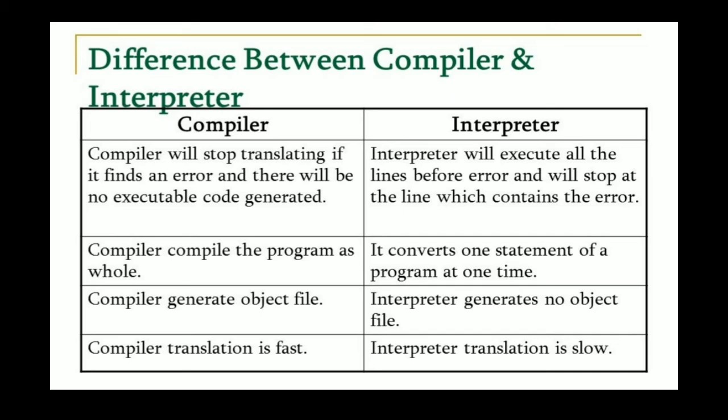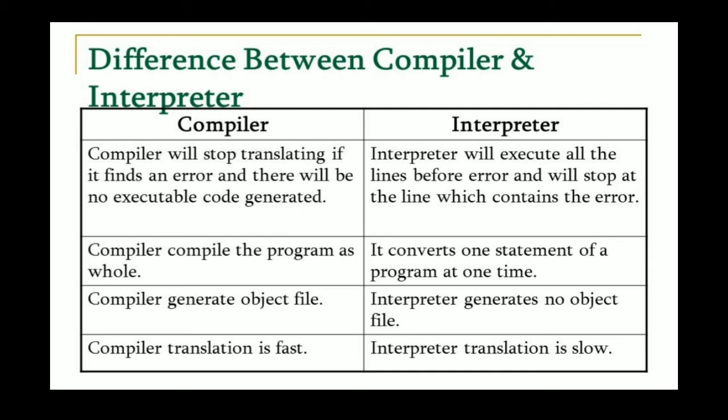Compiler always compiles the whole program, not line by line, but interpreter converts one line at a time. After that it shows the error and then again starts executing. Second, compiler compiles the program as a whole. The compiler compiles the whole program at one time, but interpreter converts one statement at a time, not the whole program.